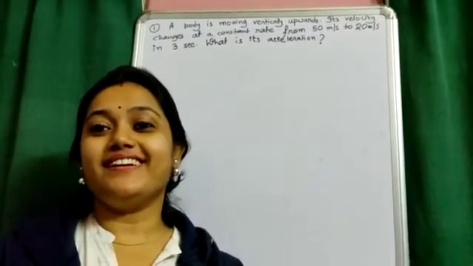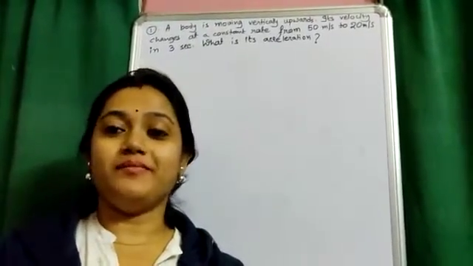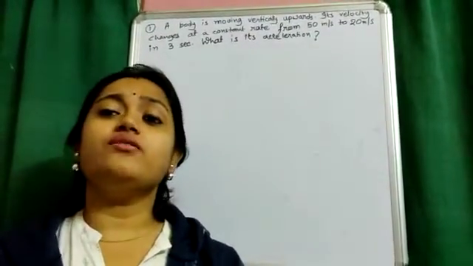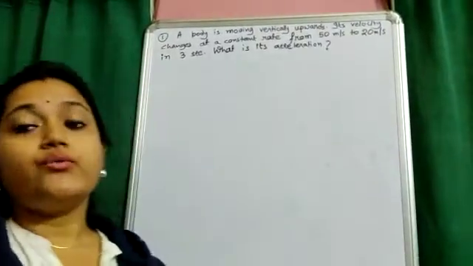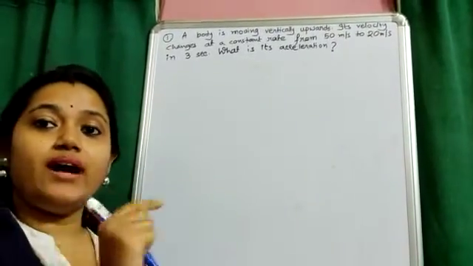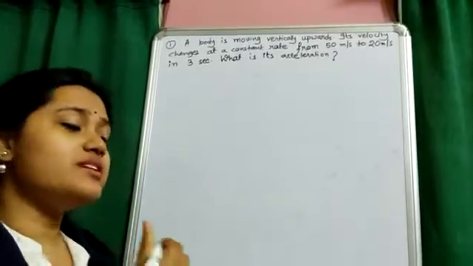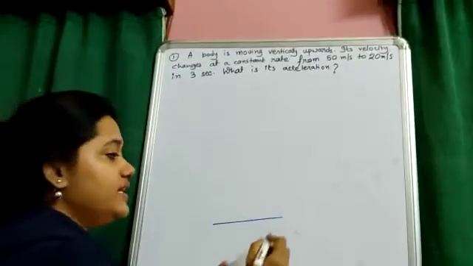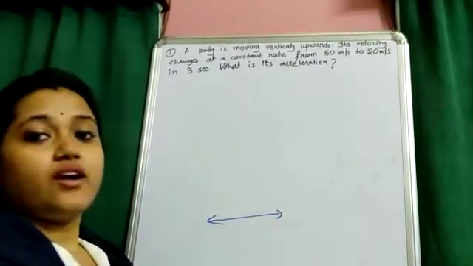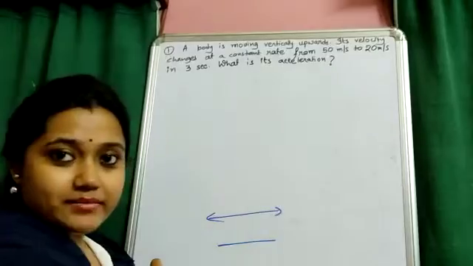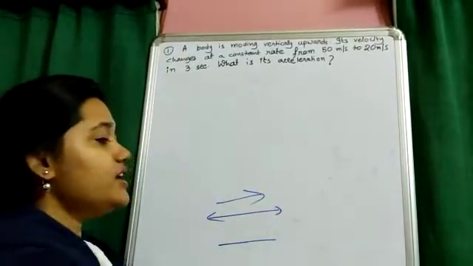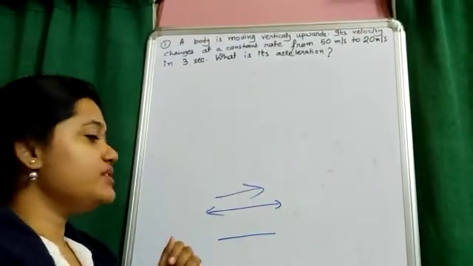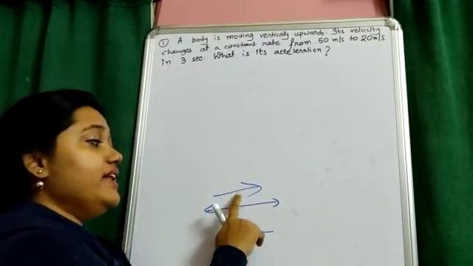Today we are going to learn about numerical problems on motion in one dimension. So what is the meaning of motion in one dimension? When a body is moving in one dimension, it means that the path of the body is a straight line, or a line segment, or a ray. So one dimension means three geometrical figures: line segment, line or ray.